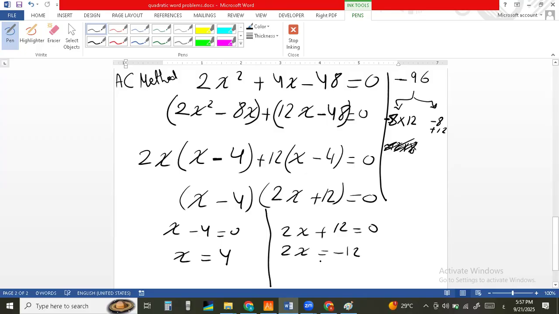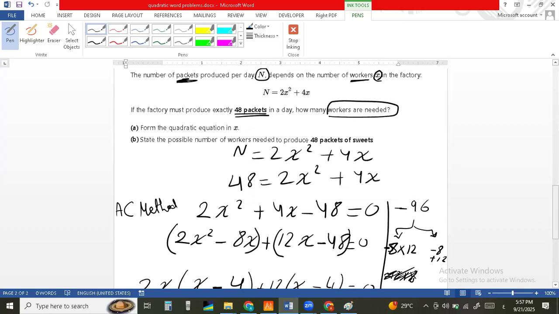x equals negative 6. Definitely, you cannot say, I need negative 6 workers. Not possible. Just exactly like the width. So we need 4 workers in order to produce the number of packets that they were requesting in the question. They said the factory must produce exactly 48 packets.